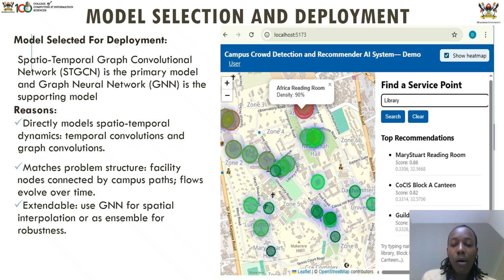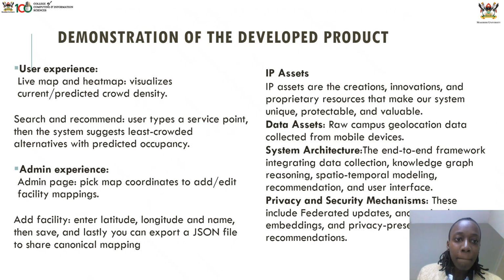Then that's how our interface looks like for the product that we have developed. Then this is the user experience interface. You have the user experience, you have the admin experience. These are the interfaces we have so far, and those are the IP assets that we have, our data set that we're collecting, the security mechanisms, and the system architecture.